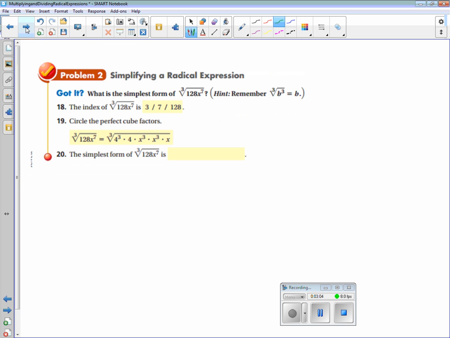Okay? This is one I want you to write down. I'll write it big. I'll write down what you need to write down. The cube root of 128 times x to the 7th. This looks very familiar to what you were working on, except the index is 3 this time. So I'm going to be looking for groups of 3. Okay? So let's deal with the number first, then I'll deal with the variable part. So let's reduce the cube root of 128.